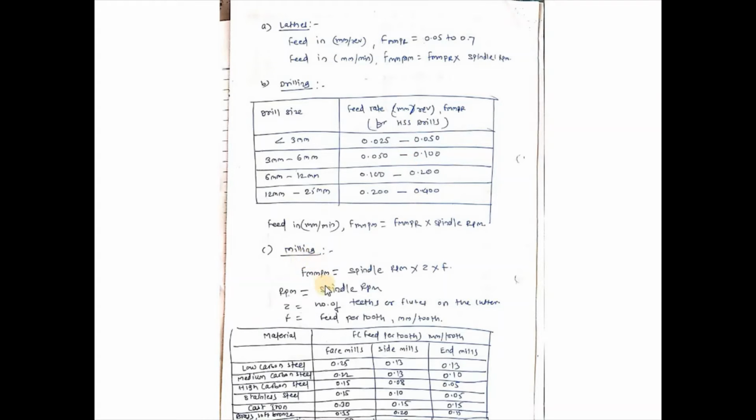Likewise in milling, you can check material wise, and operation wise you will get different feed values. So these are the standard values related to different materials. We will get different feed rate values, but don't worry, in the problem itself the required feed value is given. So this is only for your information, you don't have to remember these values.